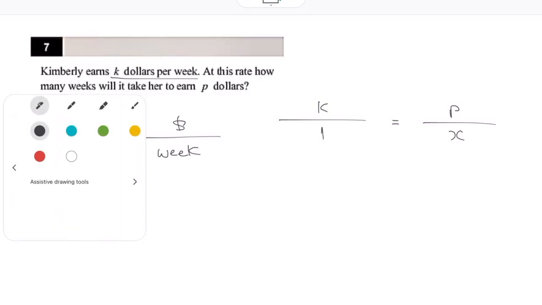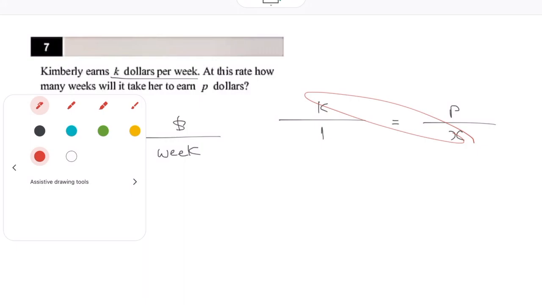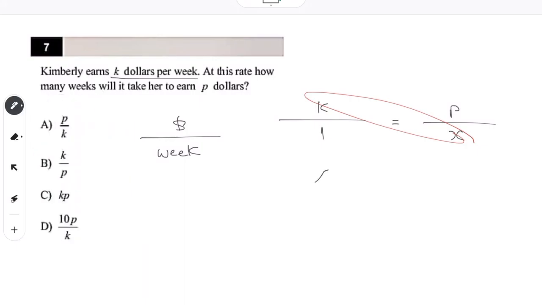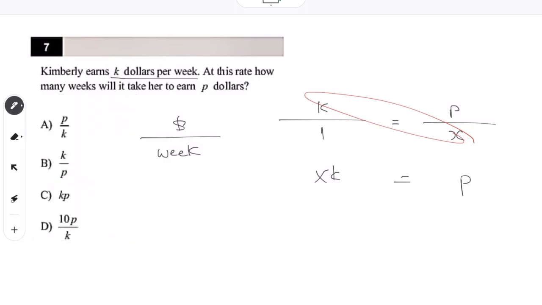So now what we can do is cross multiply. X times K gets you xK, and then P gets you P. So now we can divide both sides by K, and so we get x is equal to P divided by K.